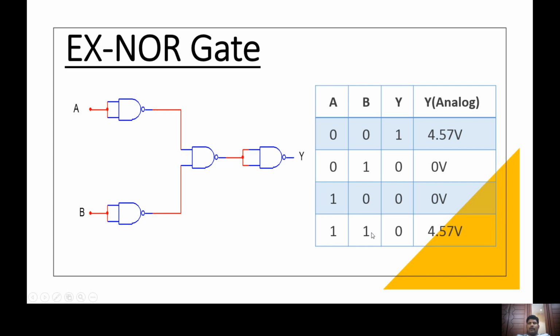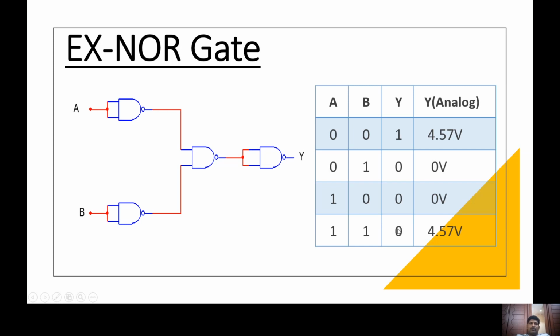Sorry, here for 1 1 the output is 1. Please do remember this. This is not 0. For logic 1 1, the output is 1. Please, I have made a small mistake.